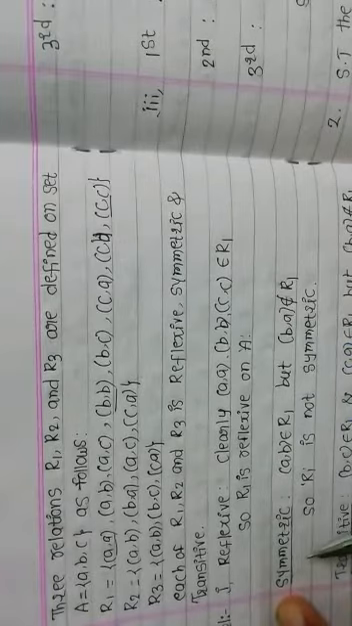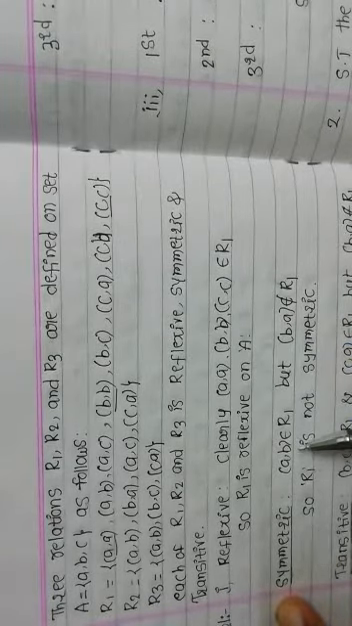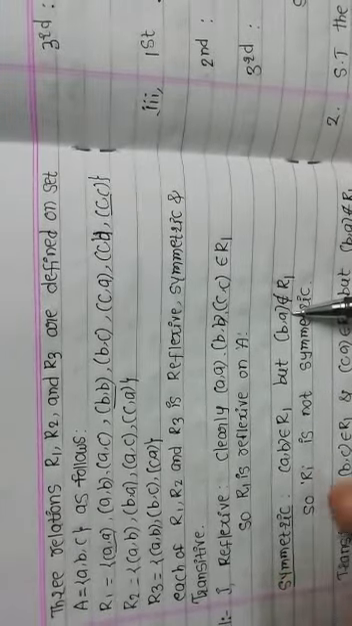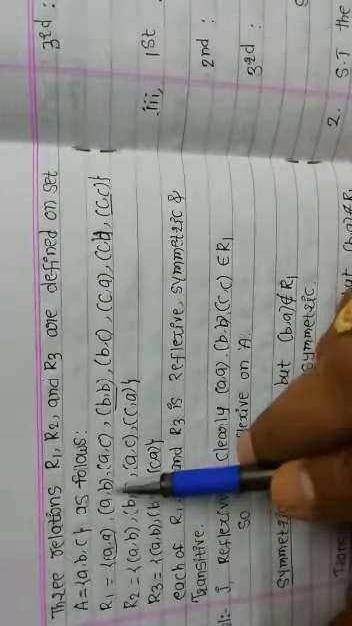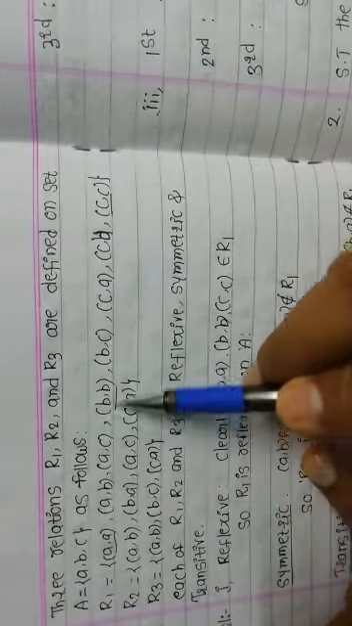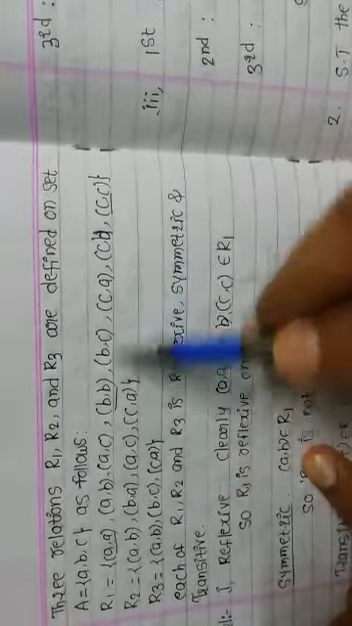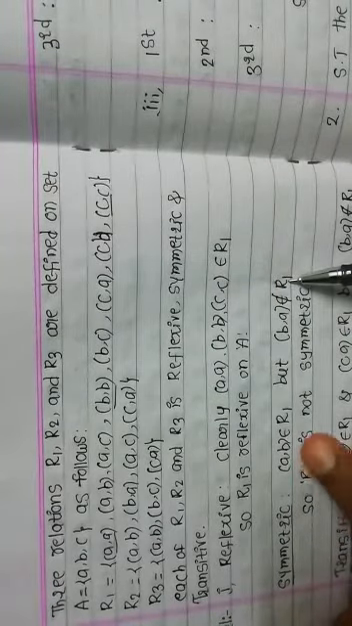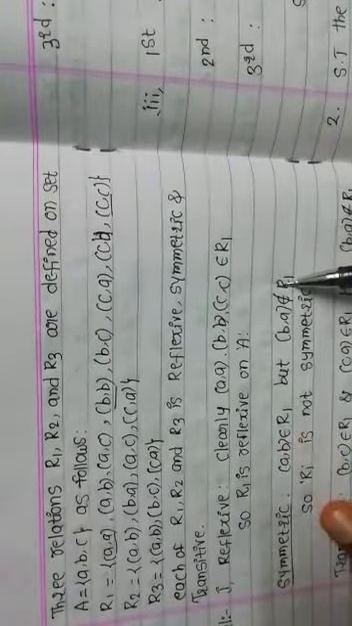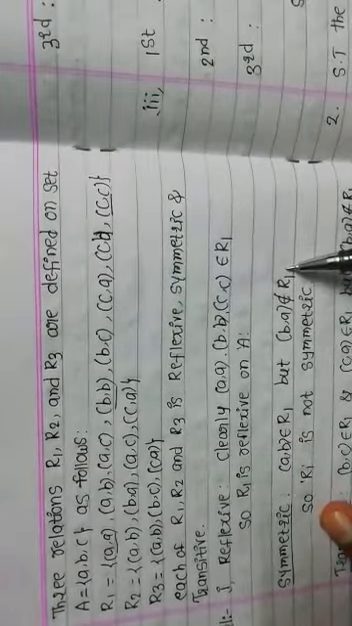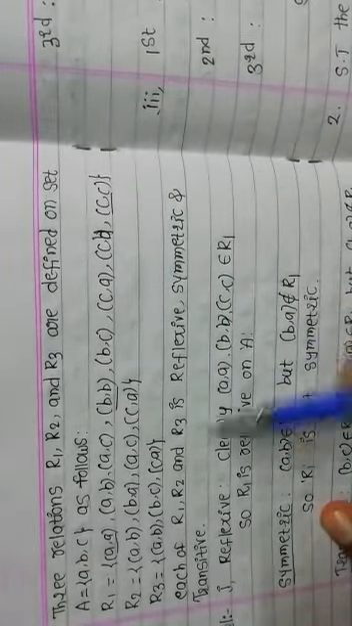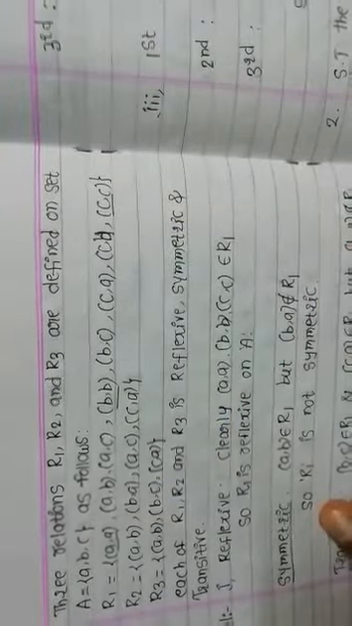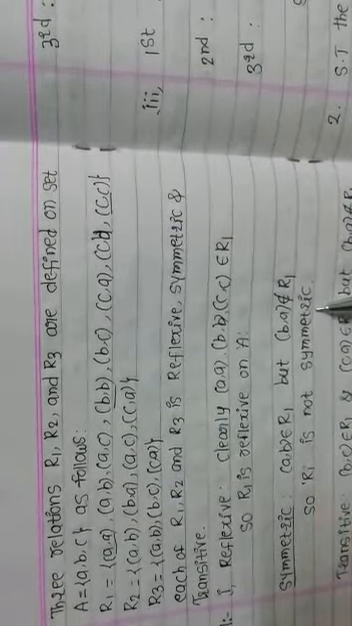Next, symmetric. Symmetric means if (a,b) belongs to R1, then (b,a) must belong to R1. Here (a,b) belongs to R1, but (b,a) does not belong to R1. This is the definition of symmetric. Here (a,b) is there, but (b,a) is not there. So R1 is not symmetric.